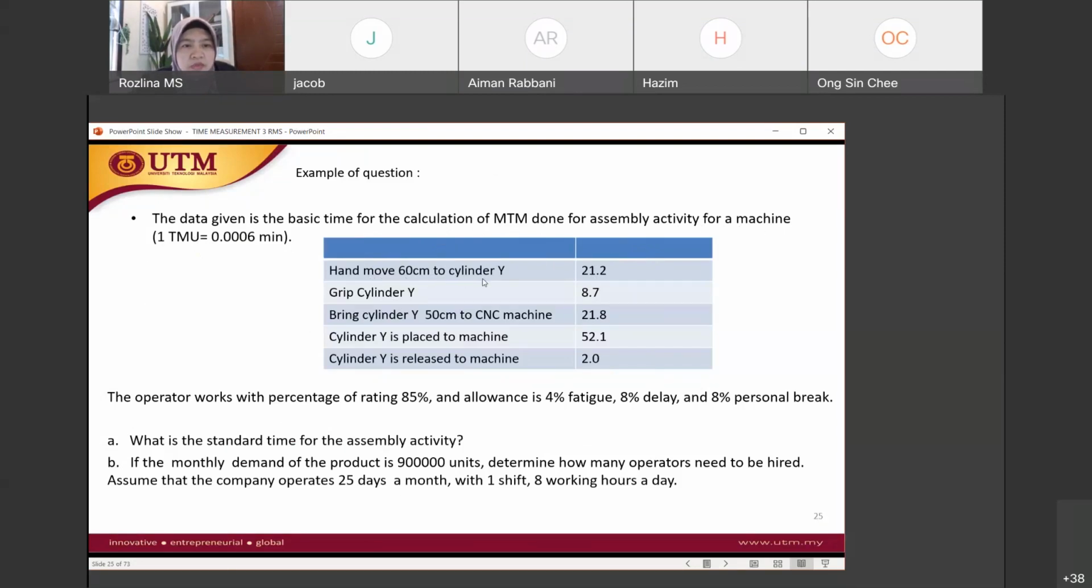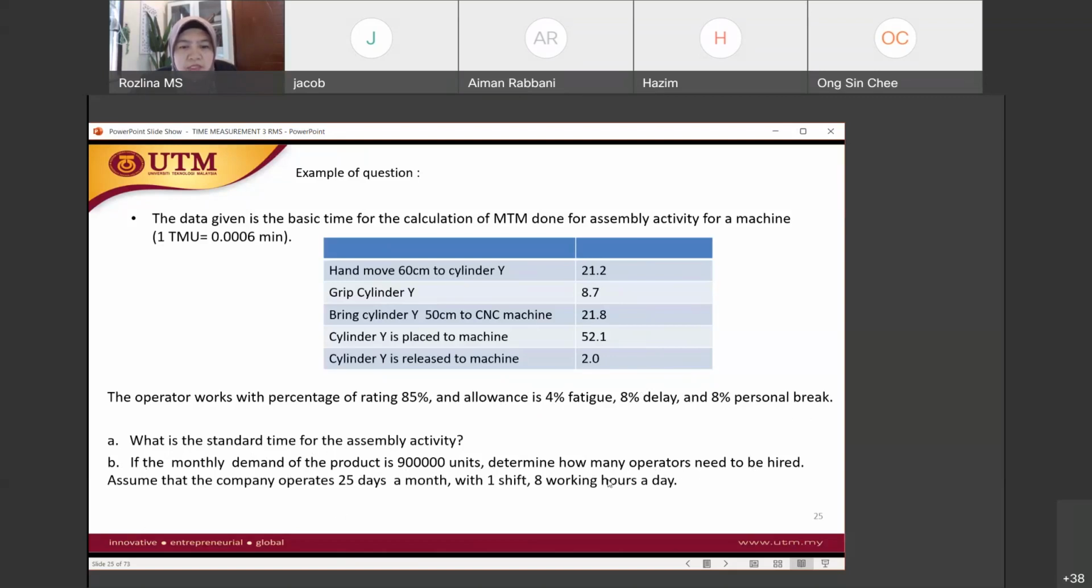Move 60 cm to cylinder Y, 21.2. What is the unit? TMU. Yes, 21.2 TMU. Grip cylinder Y, 8.7 TMU. Bring cylinder, 21. Now you just total up. The operator works with a rating of 85%. Allowances are 4% fatigue, 8% delay, and 8% personal break. The question is, what is the standard time for the assembly activity? And B, if the monthly demand of the product is 900,000 units, determine how many operators need to be hired.